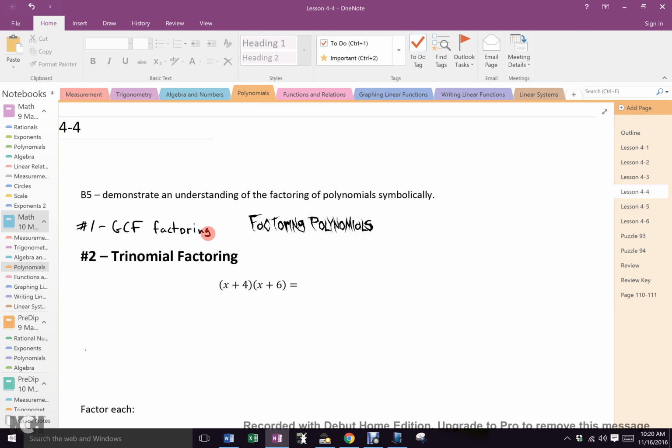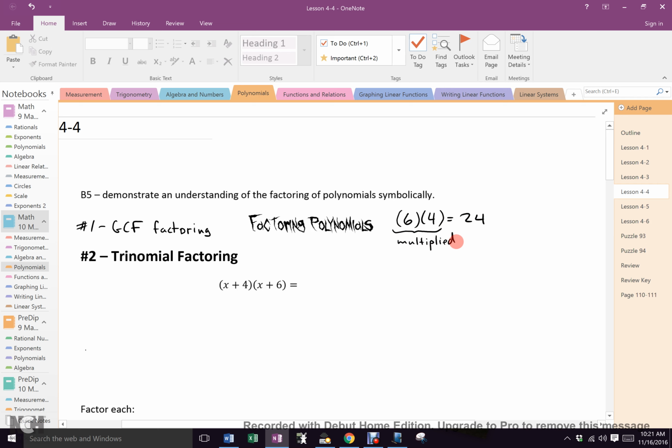Now, before we go on, I have to remind you, what is a factor? I'm going to write an equation up here with no variables, all constants. You tell me what the factors are. 6 and 4 are the factors, and 24 is the product. So factors are the things that are multiplying.